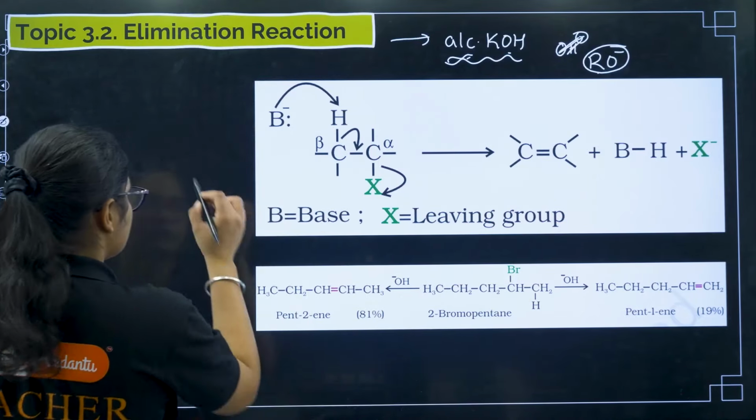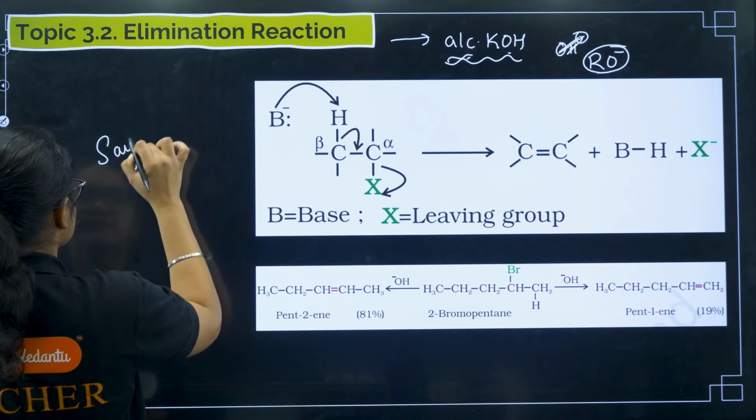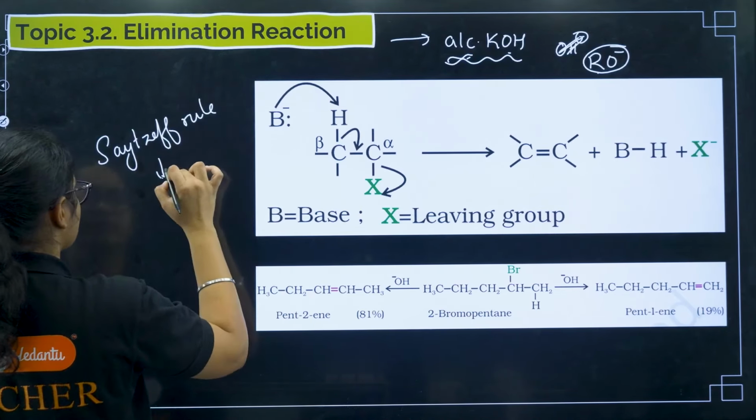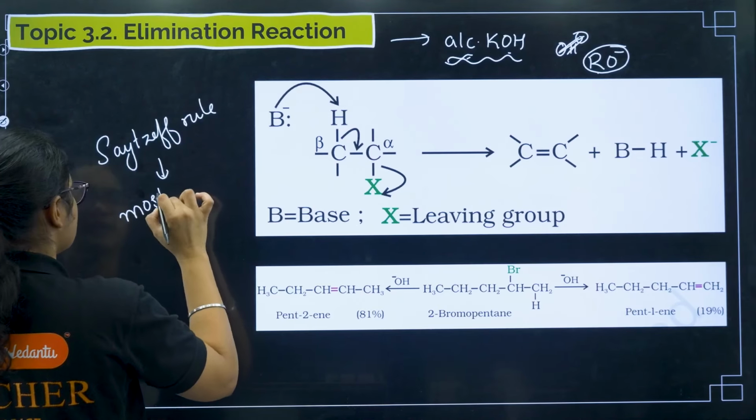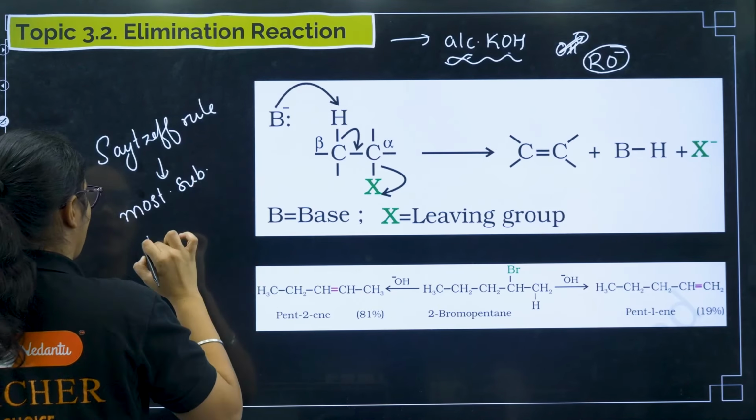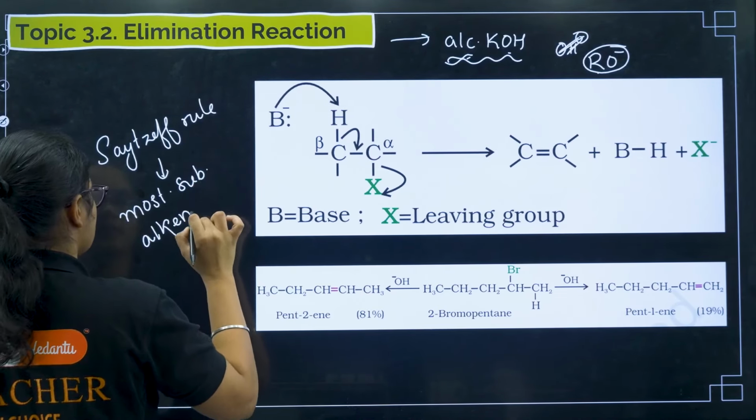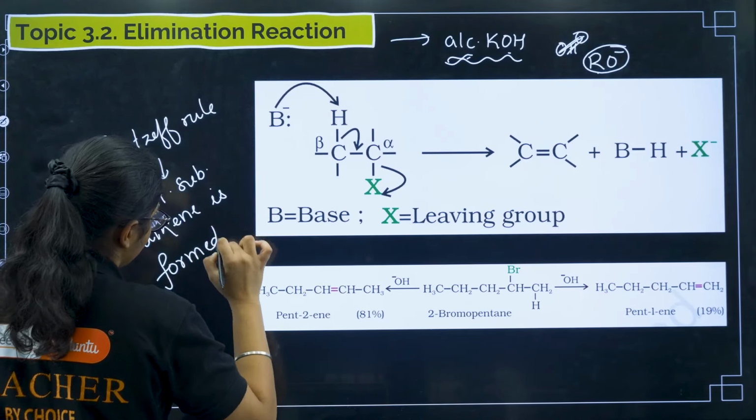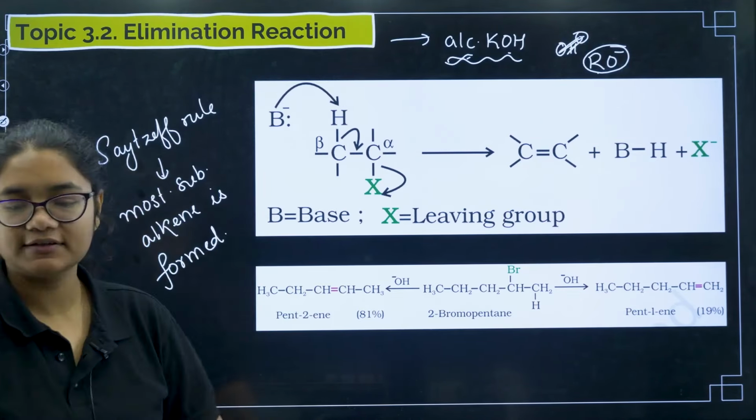But here the thing that you should be remembering is your Saytzeff rule. Okay, according to Saytzeff rule, what happens? The most substituted alkene is formed. More substituted alkene is formed.